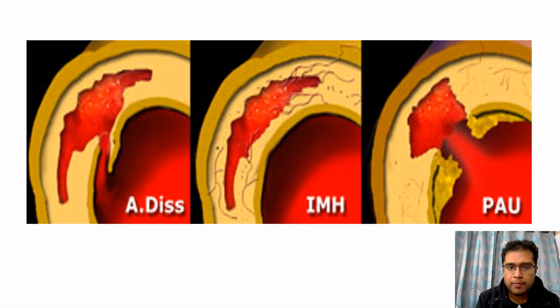Aortic dissection, intramural hematoma, and a penetrating atherosclerotic ulcer. In aortic dissection, we can see an intimal flap, very well seen. In intramural hematoma, it is the rupture of the vasa vasorum supplying the media, and hence there is no intimal flap seen. And in penetrating atherosclerotic ulcer, the plaque ulcerates through the intima and then involves the media.